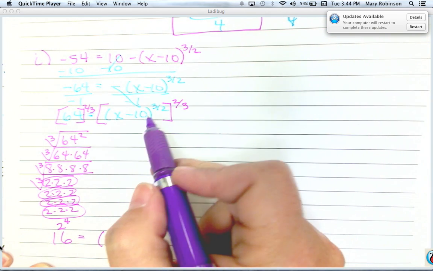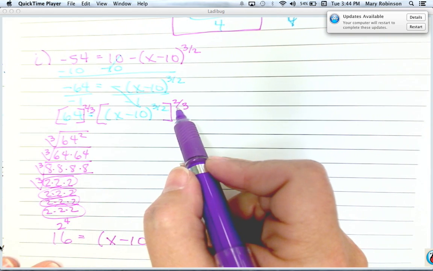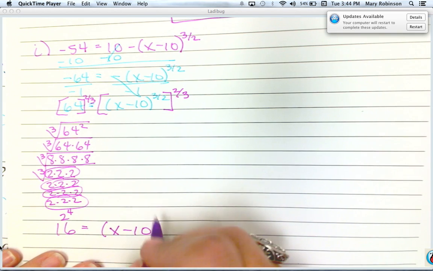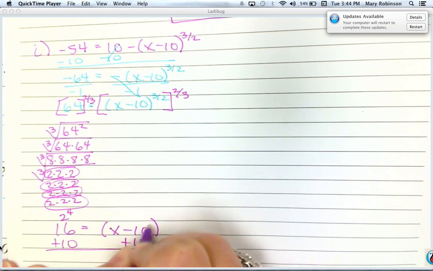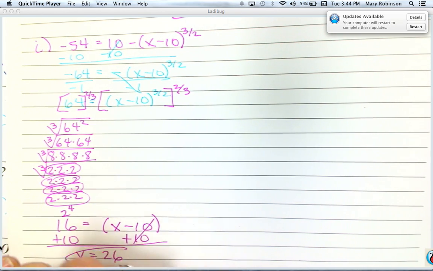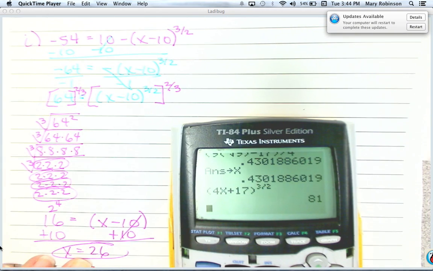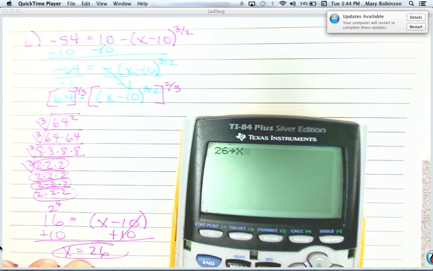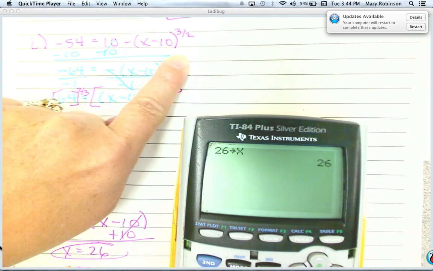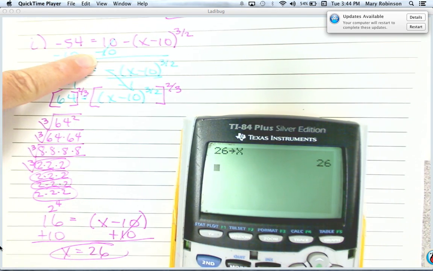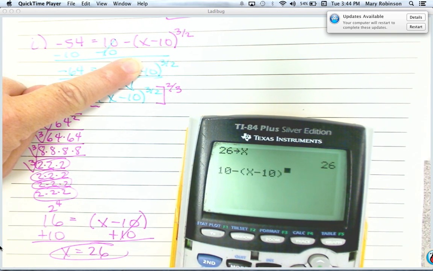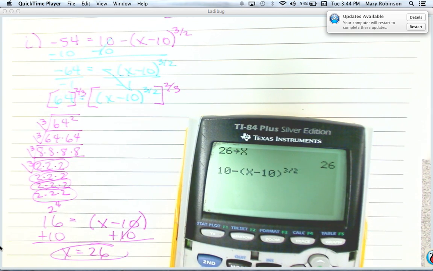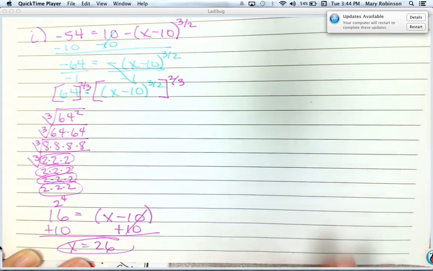So remember, on this right side, raising both sides to the 2/3 power cancels it out, and we just end up with x minus 10 equals 16. Add 10 to both sides, so it's real simple, and we get x equals 26. So let's store 26 as our x value. Then type it in our original equation up here. We want to make sure that it equals negative 54. So 10 minus the quantity x minus 10 raised to the 3/2 power. Hopefully it equals negative 54, and it does. So that tells us that 26 is correct.